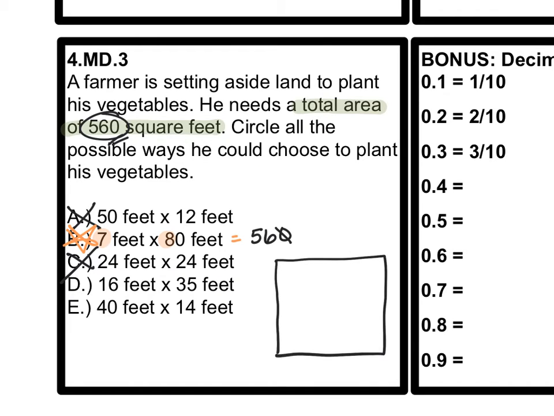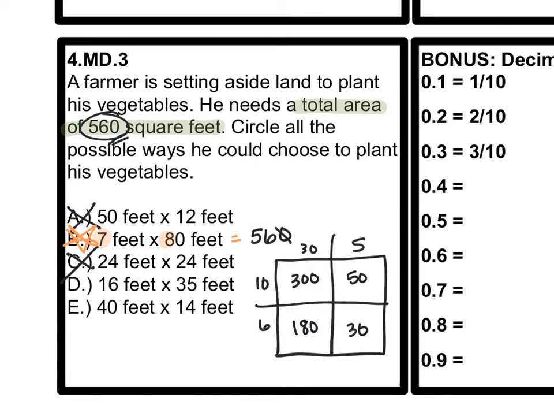Boxes again. And this time we have 16 by 35. So 10 and 6 for 16. And 30 and 5 for 35. And don't forget, it doesn't matter if you put the 35 on this side or this side, as long as you have those numbers on the same. So 10 times 30 is 300. 30 times 6 is 180. 10 times 5 is 50, and 6 times 5 is 30.